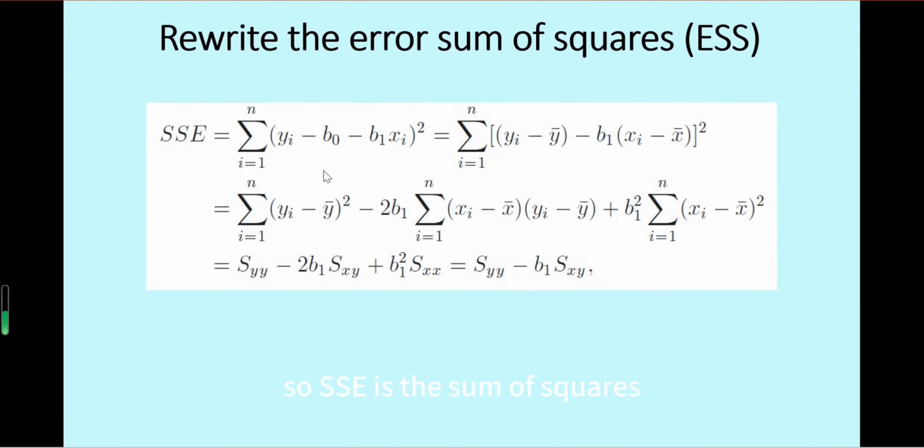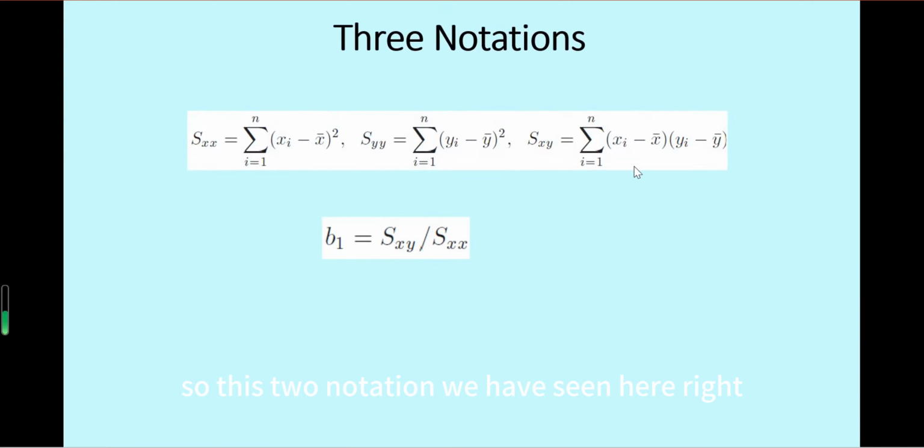So SSE is the sum of squares of yi minus b0 minus b1 xi, squared. And going through the mathematical manipulation in detail, we can get the result that SSE is Syy minus b1 Sxy. So these two notations we have seen here, right?